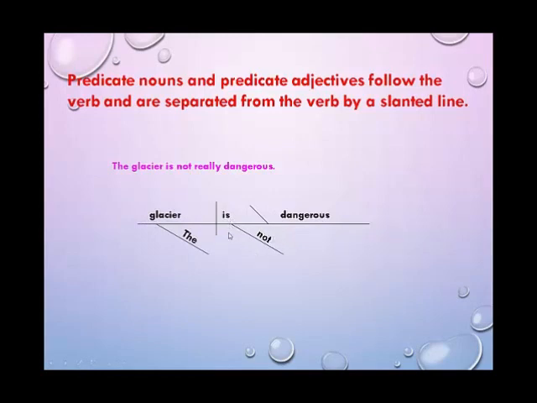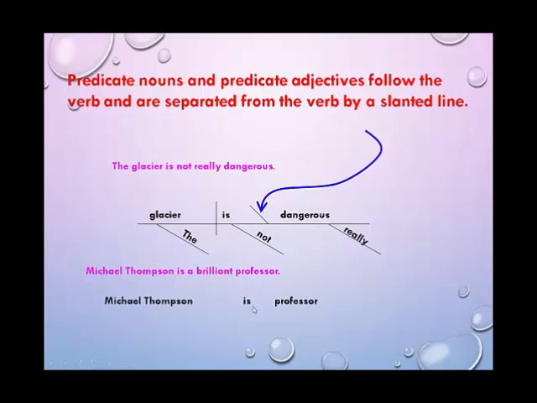In sentence number 2 we can see that it is almost the same. For example, Michael Thompson is a brilliant professor. Michael Thompson is the subject, separated from the predicate using a vertical line. Then we draw the line that goes slanted to the verb, and then the predicate noun, which is professor in this case. Then the words a and brilliant modify professor. They go on slanted lines under professor.